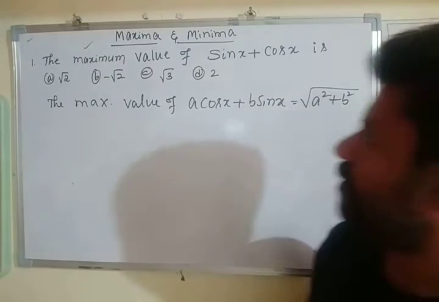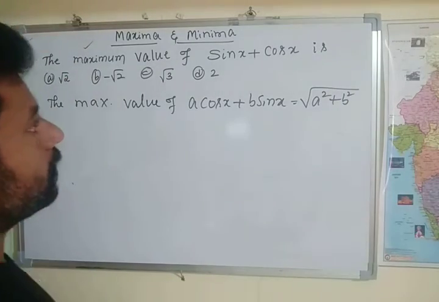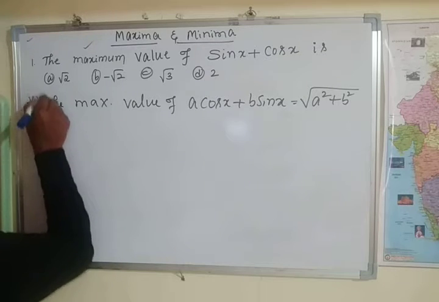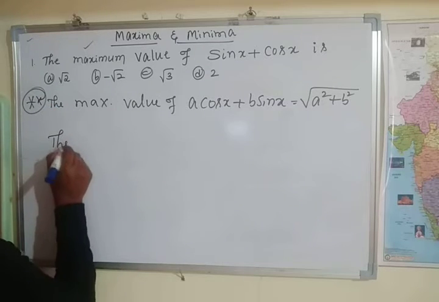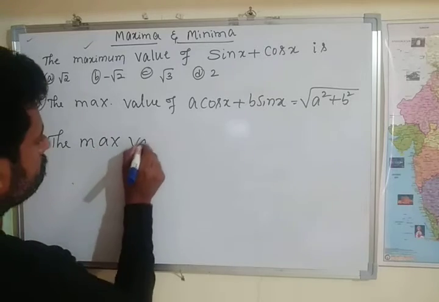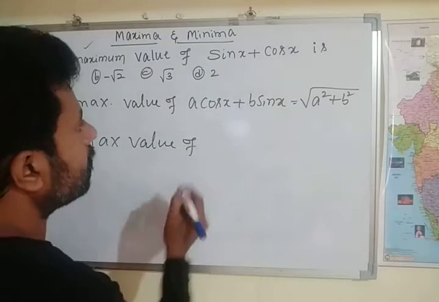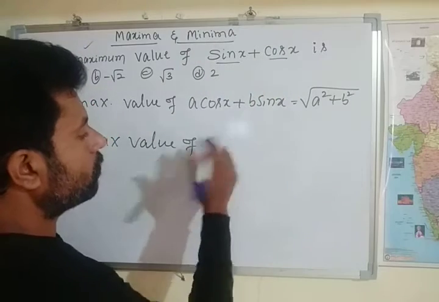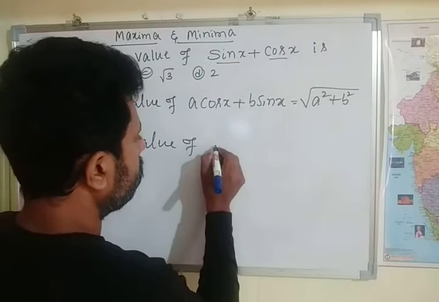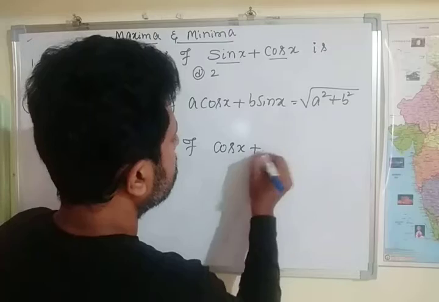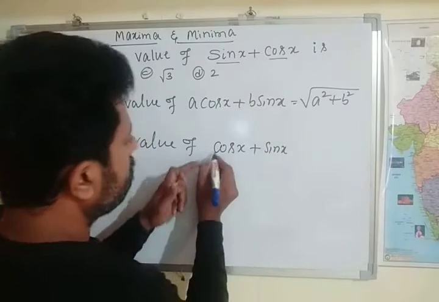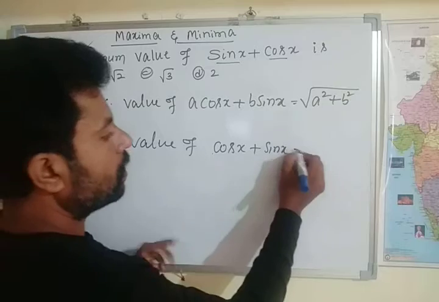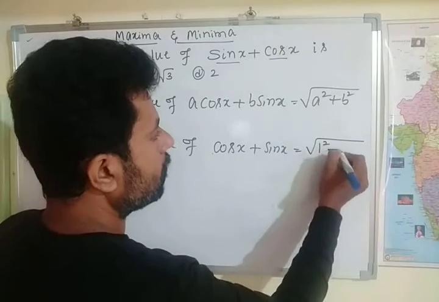So now here we have the result. The maximum value of sin x plus cos x, here we have cos x, here we have sin x, otherwise we can interchange the result, otherwise here we get the result cos x plus sin x. See here a is equal to 1, b is equal to 1, 1 into cos x plus 1 into sin x is equal to root of 1 square plus 1 square.